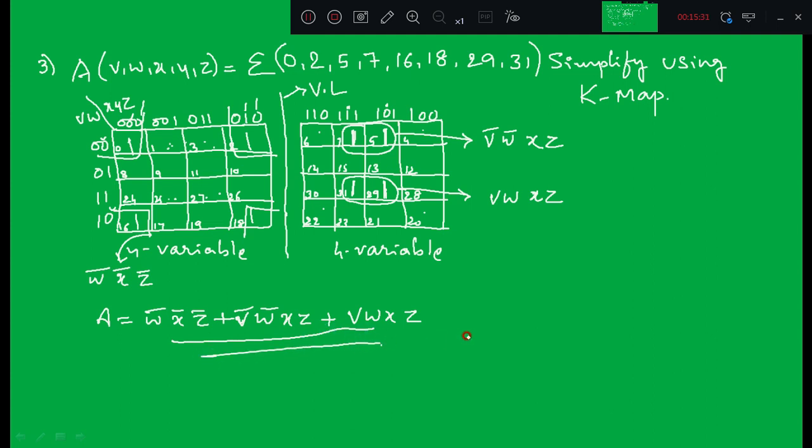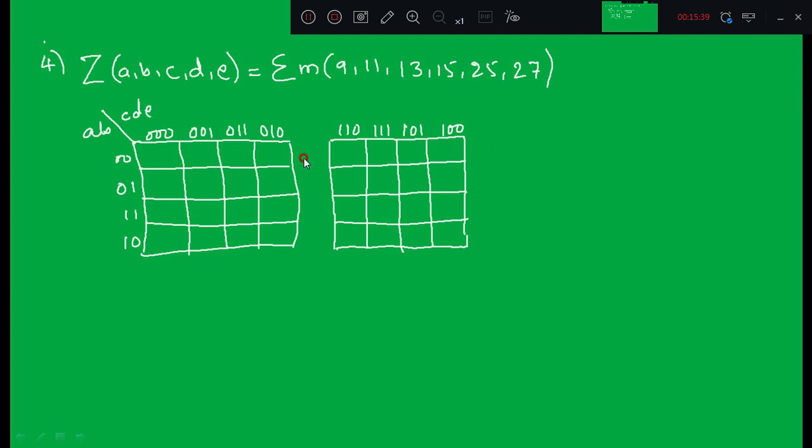So let us take the last example, today's class last example. Let us see what it is. So let us fill the cells. The cells are 9, 11, 13, 15, then 25, 27. This is 25, this is 27, right? So this is the first 4 variable K map, and this is the second 4 variable K map.